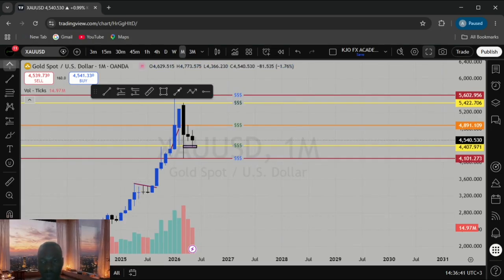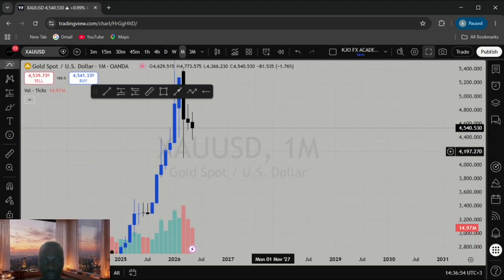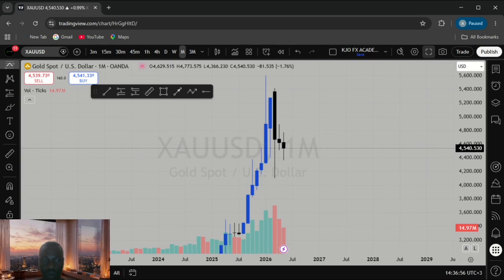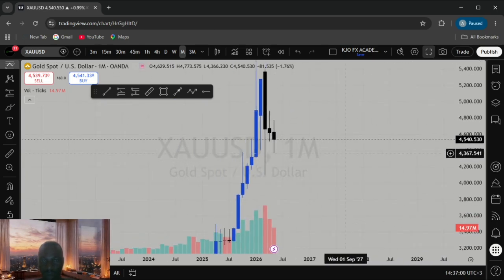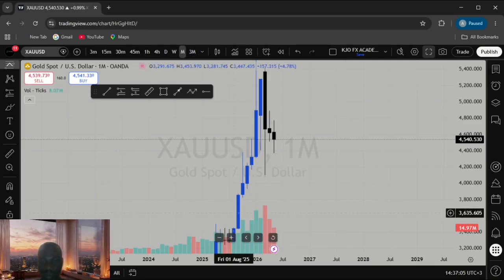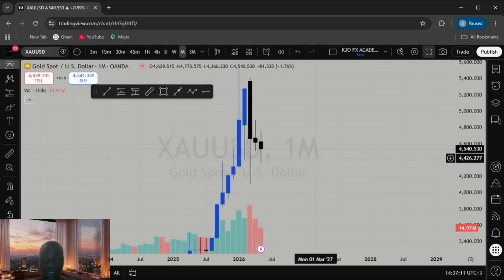I'm going to show you guys step by step. So let me first erase all the lines. When we come to the monthly time frame, I'm going to mark its high and its low. I'm going to mark this candle. Why am I marking this candle? Because the month has already ended.